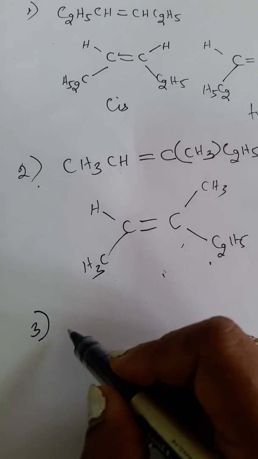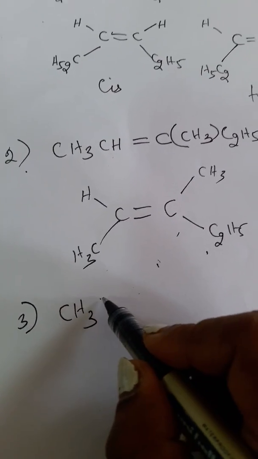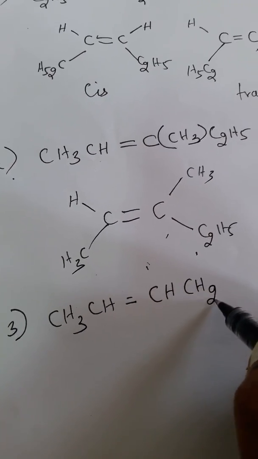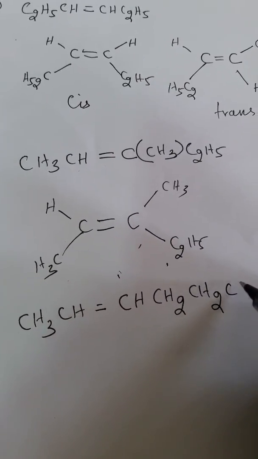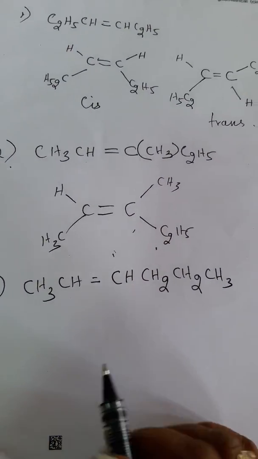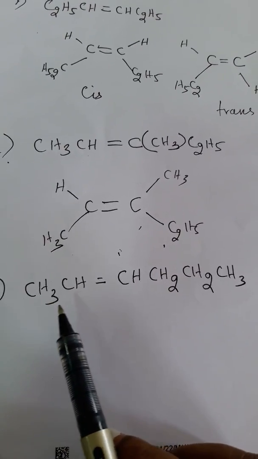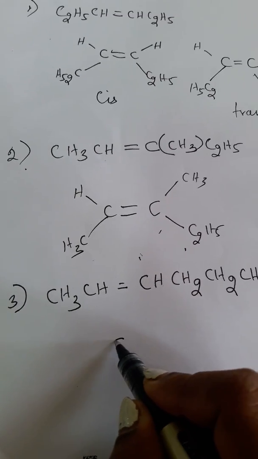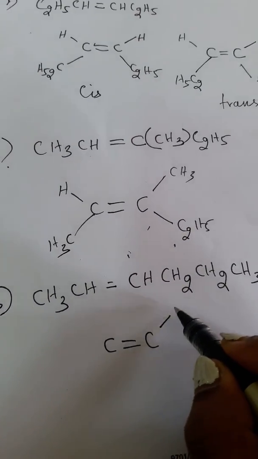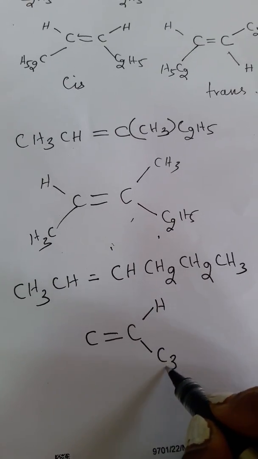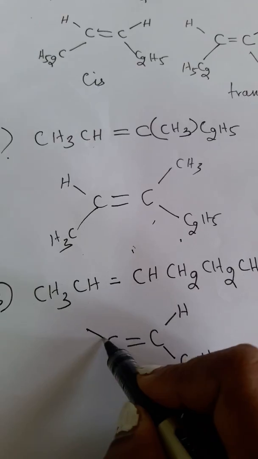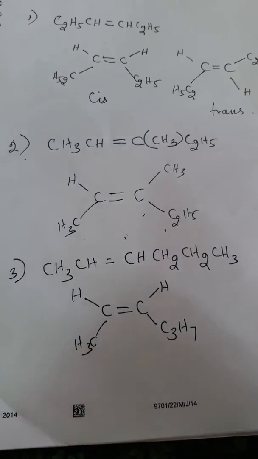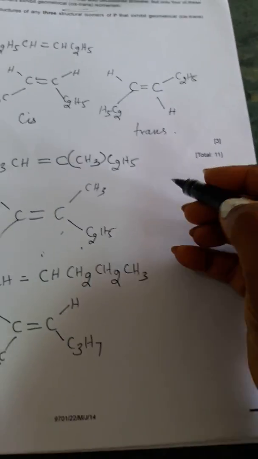And what is the third example? CH3, CH, double bond, CH, CH2, CH2, CH3. So how will you write this actually? Actually here there are 2 carbon atoms and here 4 carbon atoms. You can take it as propyl as one branch. So like this, C, double bond C, H, and propyl C3H7, and over here H, CH3. Okay, so these are cis. So according to that, trans you can write easily.